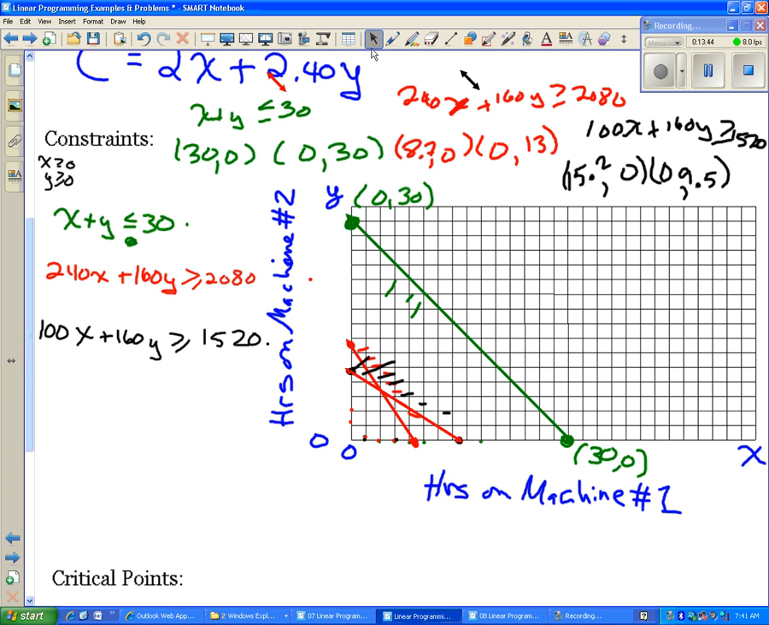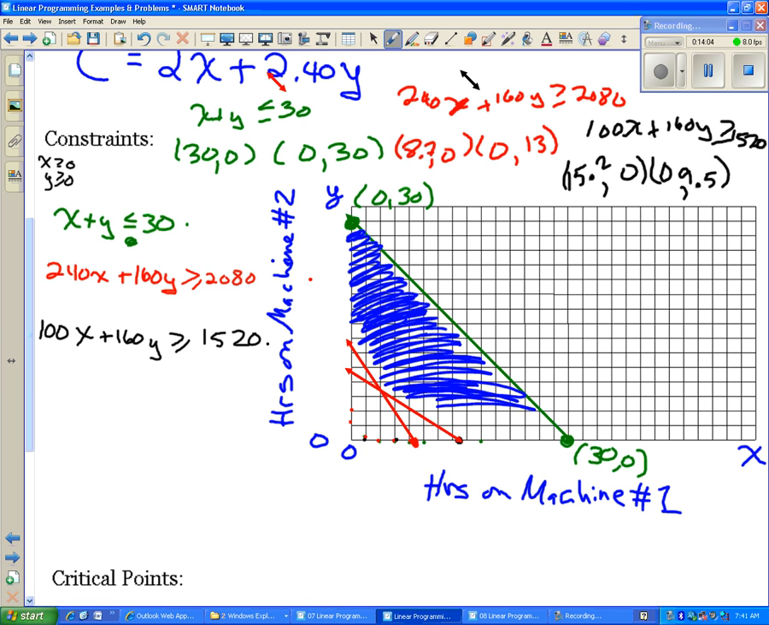So the region that I'm looking at is this bounded region. I'm going to do this in blue. Again, it's bounded by the y-axis because I can't have any negative hours on a machine, but it's also bounded by the green, the x-axis, and the black lines here. So this here is my feasible region that I will want to use.